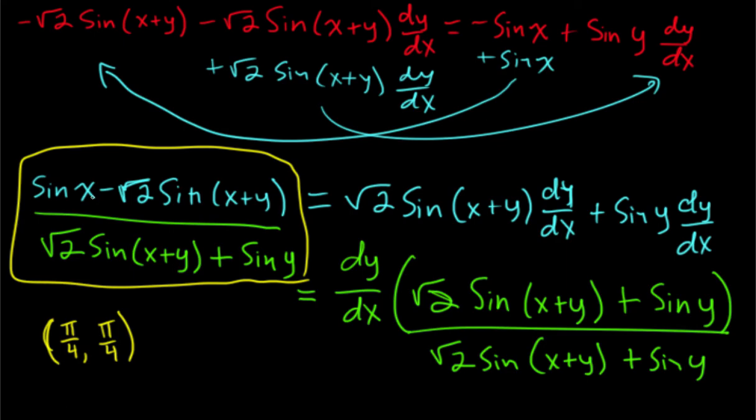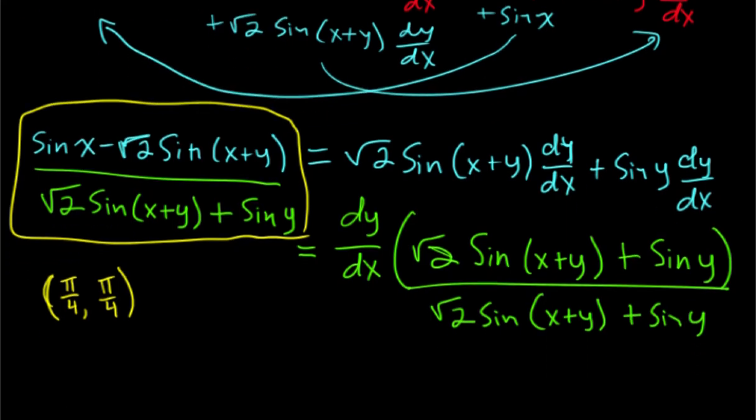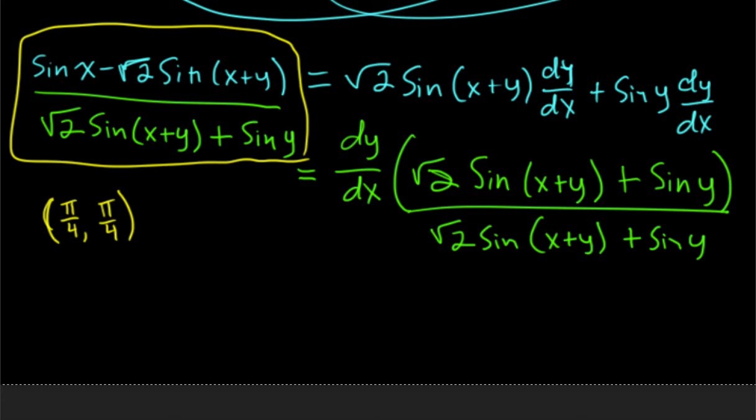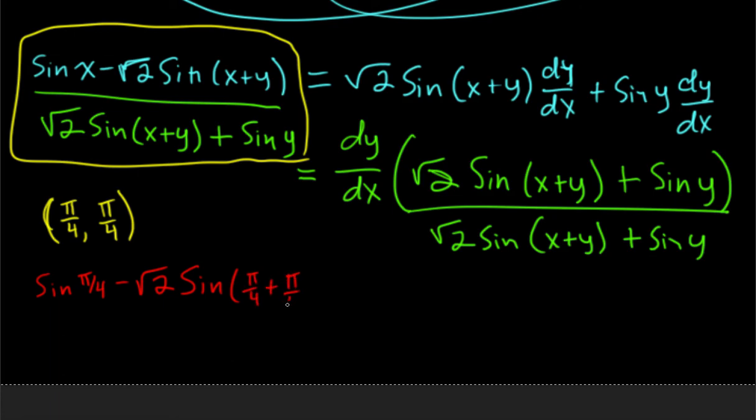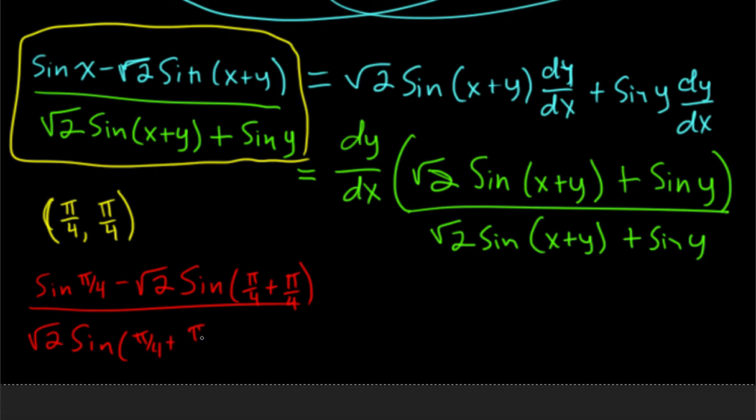Okay, so when we do that, we're going to get sine of pi fourths minus square root 2 sine of pi fourths plus pi fourths, over square root of 2 sine of pi fourths plus pi fourths plus sine pi fourths.